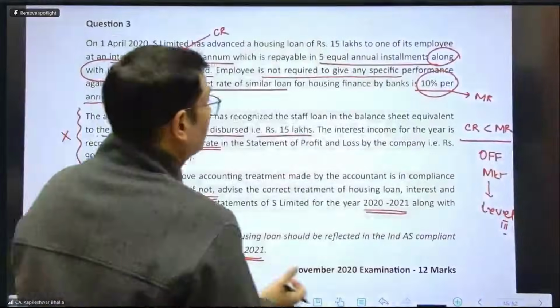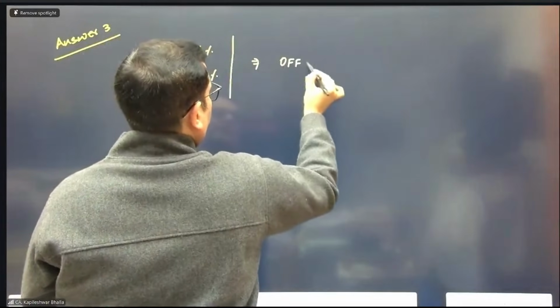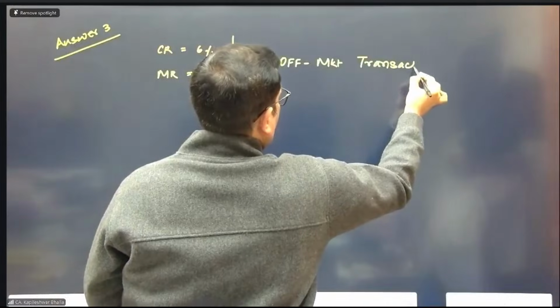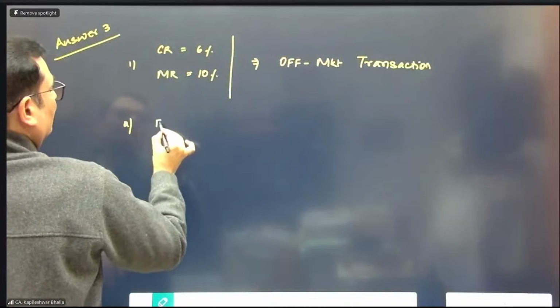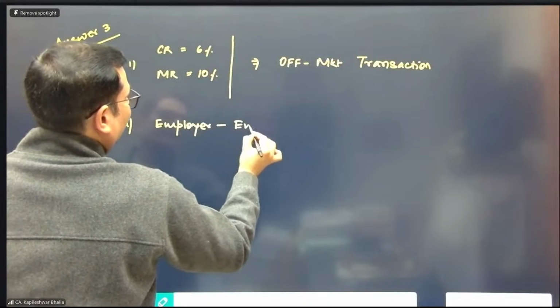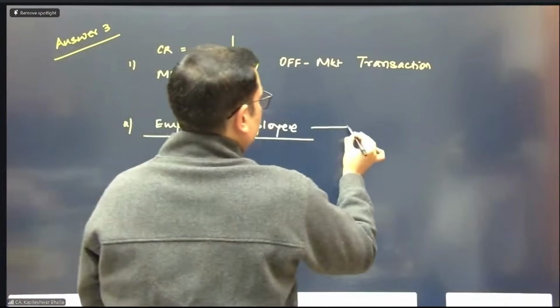So let's organize the data. My contracted rate is 6%. The market rate is 10%. And that gives us the conclusion that it is an off-market transaction. And then we can go on to the fact that it is an employer-employee relationship, and which is on account of a concession loan.